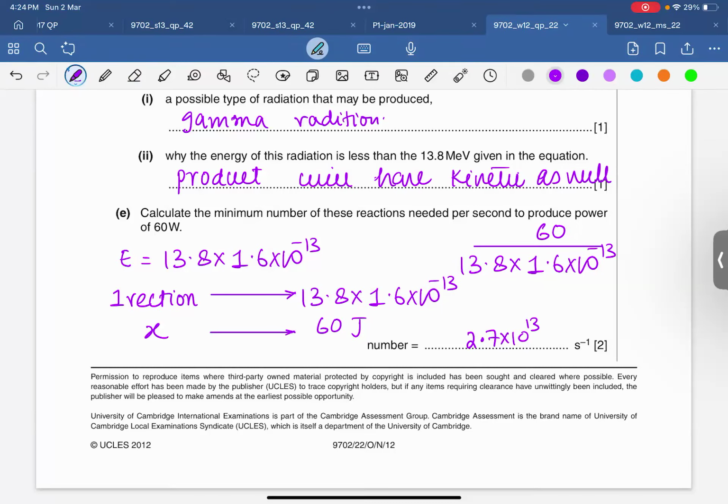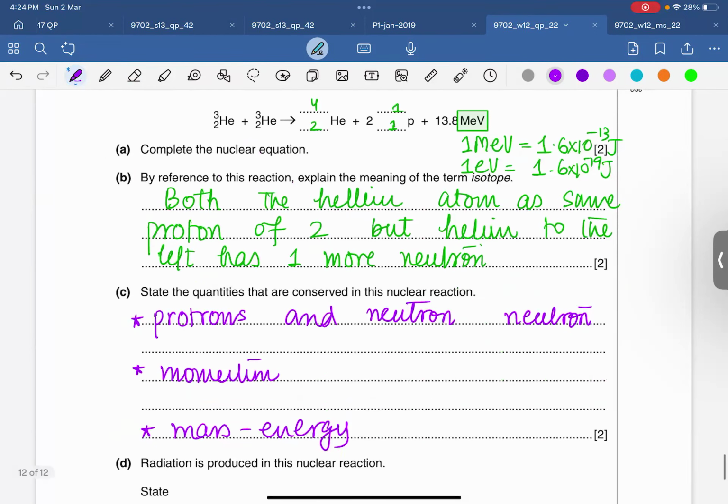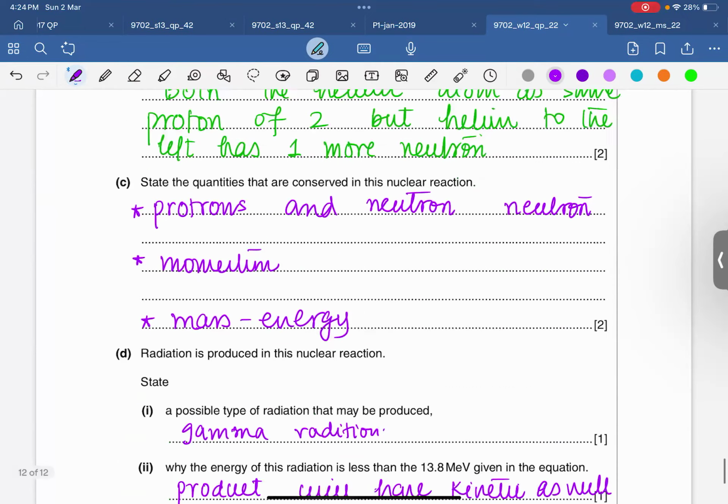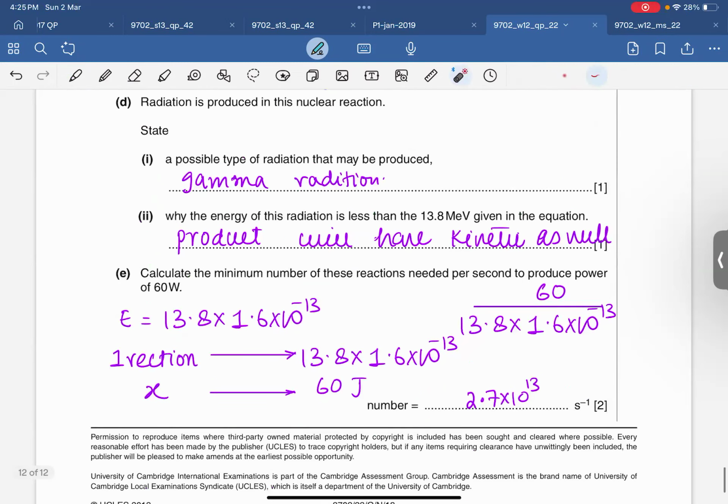Yes. So how did you find the 13.8 times the energy? This is the energy given, 13.8 in the question, and to convert it into joules, I just multiplied by 1.6 exponent negative 13. Clear? Because this is the conversion factor that I told you. Okay. Yes. Is that clear, Imad? Yes. Perfect. अच्छा जी.